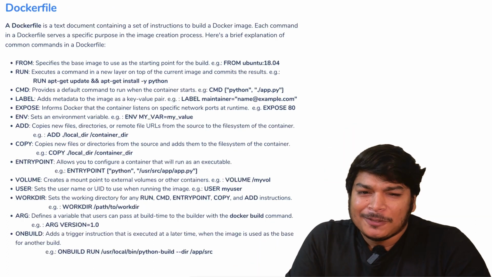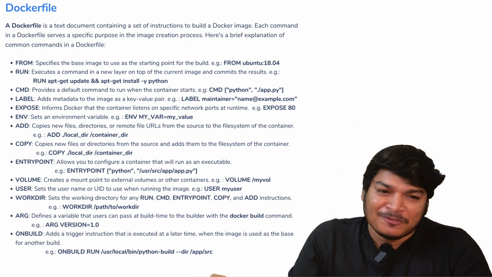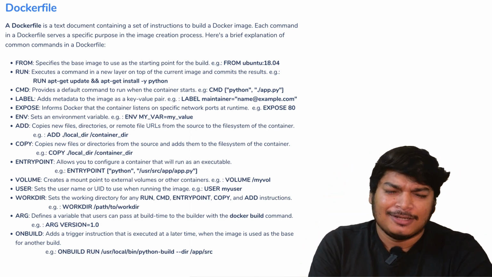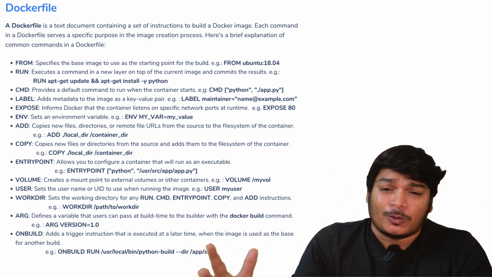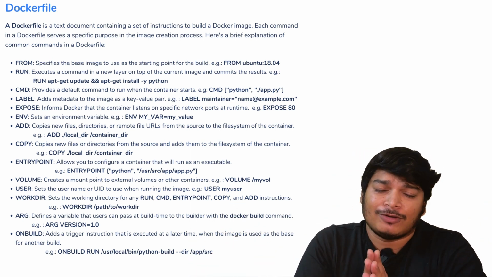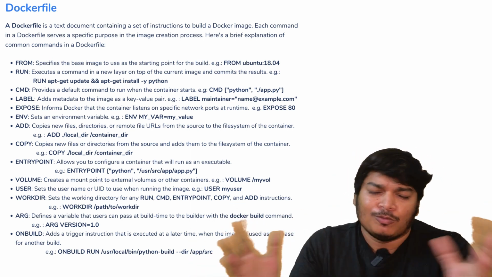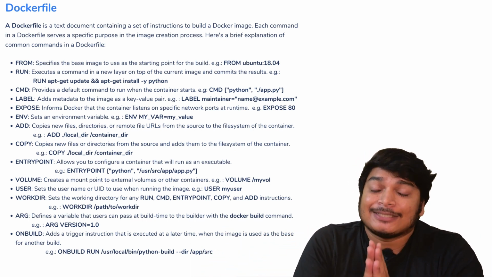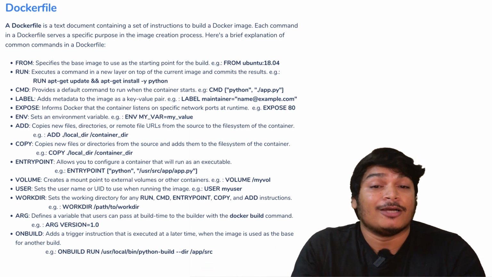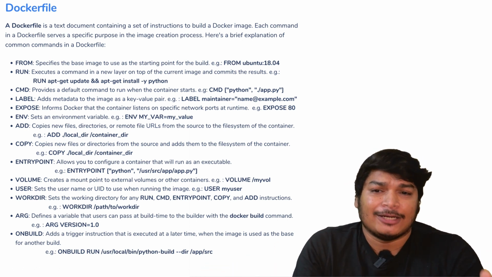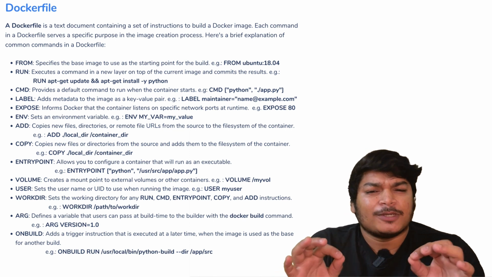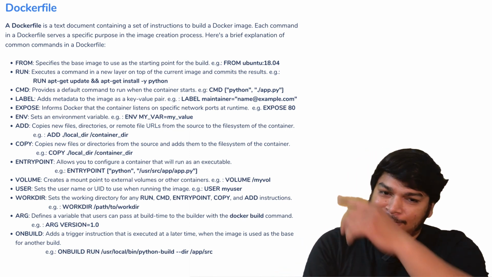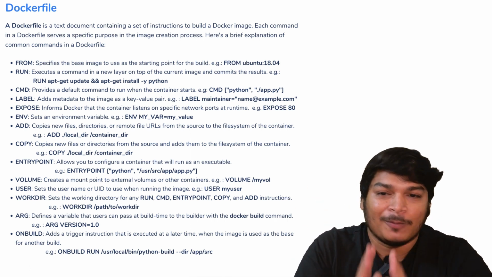Okay, now let me teach you how to write a Dockerfile. Here you see all these commands. Before going deep into all this, let's understand what exactly a Dockerfile is in a simpler way. Dockerfile is a text document containing a set of instructions to build a Docker image, and each command in a Dockerfile serves a specific purpose in the image creation process. And these are all the commands. I'll go one by one.